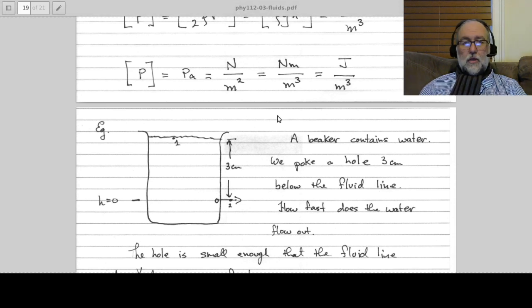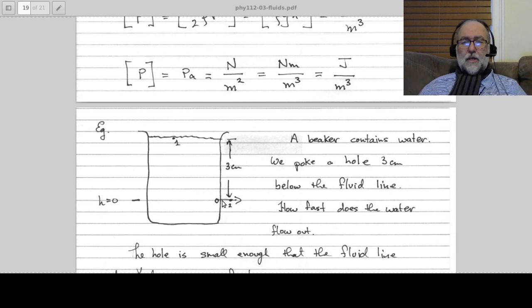Oh, water. Okay. So a beaker contains water, and we poke a hole in this beaker 3 centimeters below the fluid line. Okay, you can see a hole here like that. The hole is small, so that the fluid doesn't flow out quickly. In other words, the fluid line is going to drop, but very, very slowly. And I want to know how fast does the fluid flow out of that hole. Easy question.